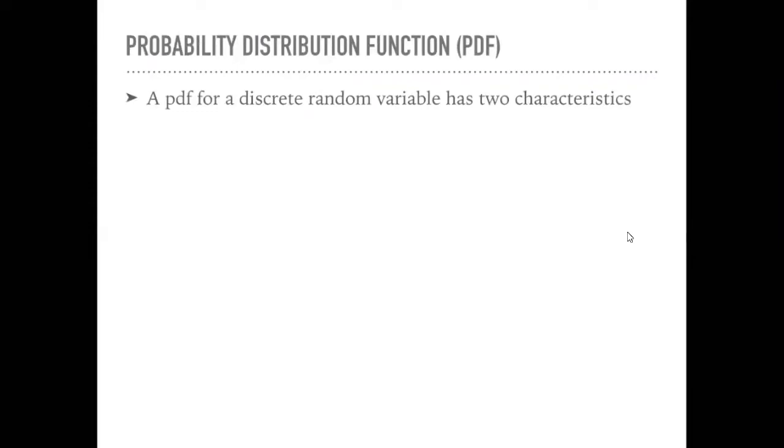Probability distribution functions, which we will abbreviate as PDF. A PDF for a discrete random variable has two characteristics. The first one is that each probability is between 0 and 1, and the second one is that the sum of the probabilities is equal to 1. These are things that should make you think about the rules of probability that we've learned in the past.